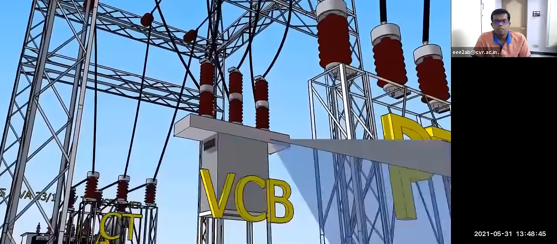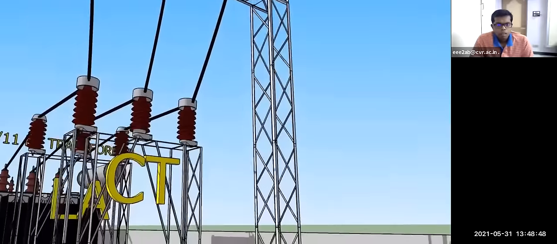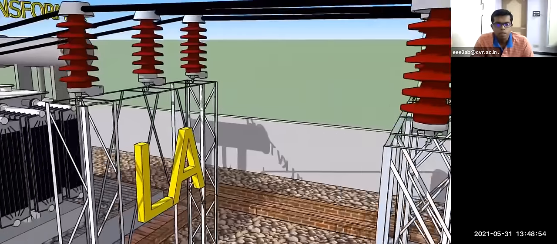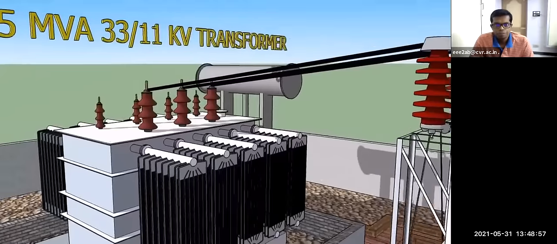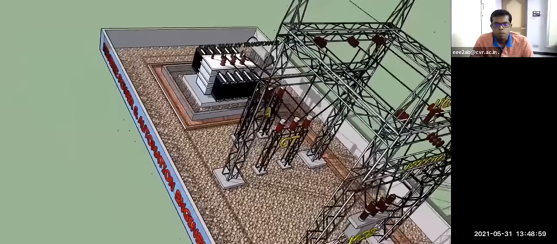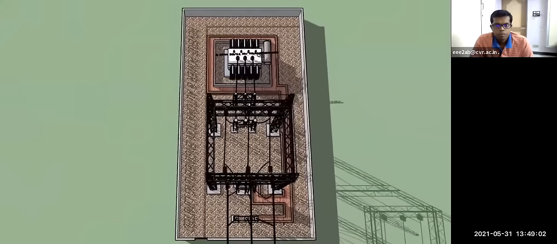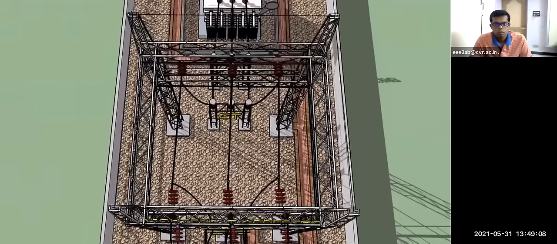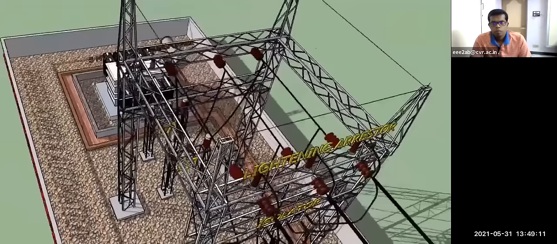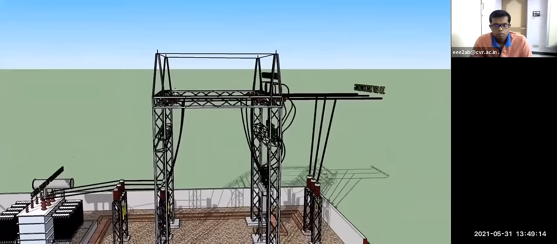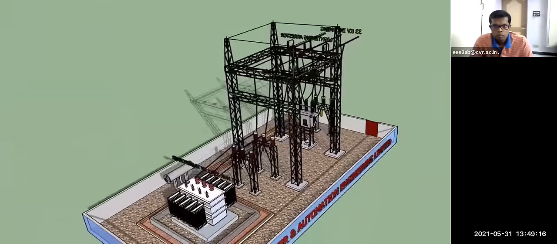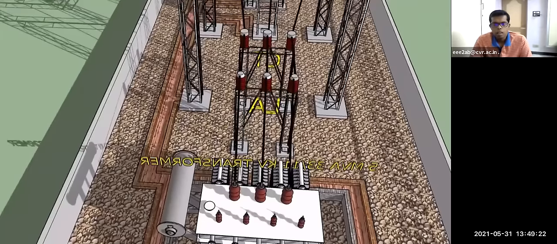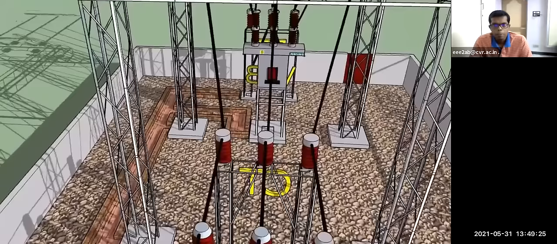So VCB is nothing but vacuum circuit breaker. Current transformer for measuring the current. I think you are studying this in the protection subject. Lightning arrestor. So that is the power transformer, 5 MVA. So this is the 33 kV/11 kV power transformer, 5 MVA.